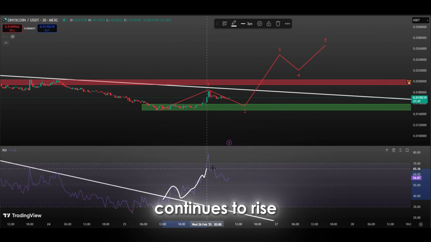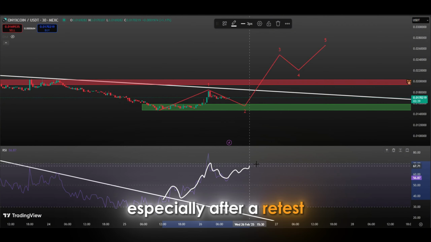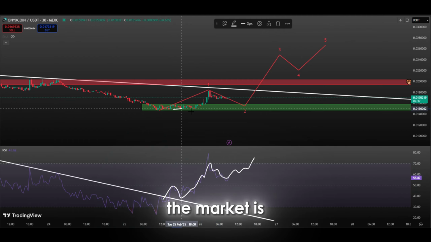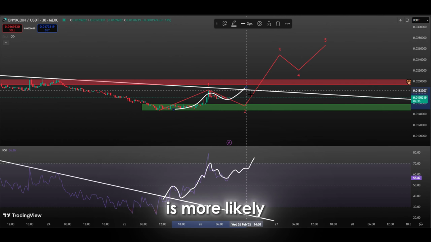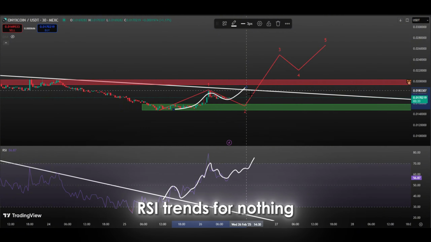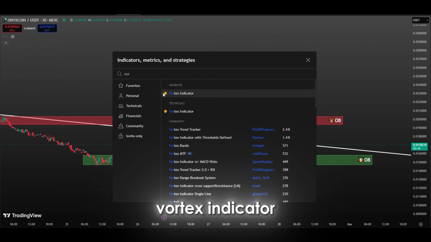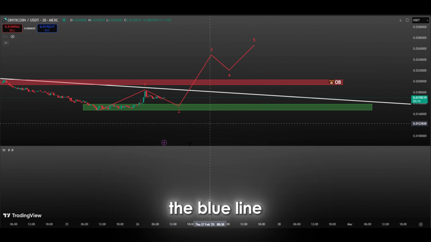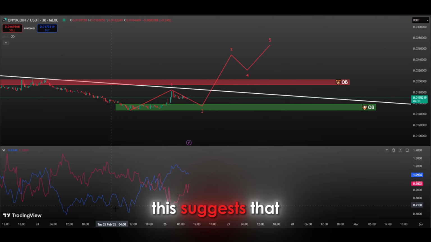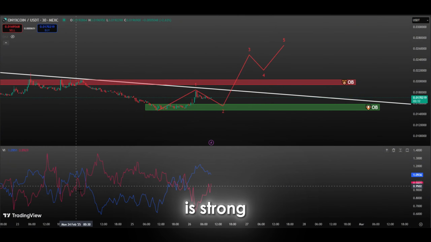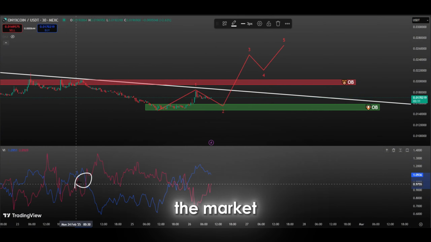If the RSI continues to rise, especially after a retest, it indicates that the market is gaining strength and the price is more likely to move upwards. That's why I don't talk about RSI trends for nothing. RSI trends are important. Looking at the vortex indicator, we see that the blue line is at the top. This suggests that the bullish pressure is strong and the uptrend continues in the market.